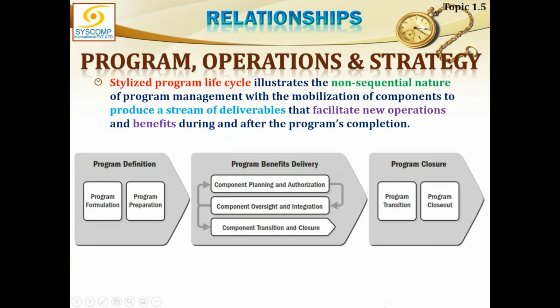Okay, program operations and strategy. Now this diagram is showing us what? This shows us the program life cycle, the benefit management life cycle. We have got the program definition. Benefit delivery is happening when the program has been prepared. And then the program closure is program transition and closeout. The stylized program life cycle illustrates the non-sequential nature of program management with the mobilization of components to produce a stream of deliverables that facilitate new operations and benefits during and after the program's completion.